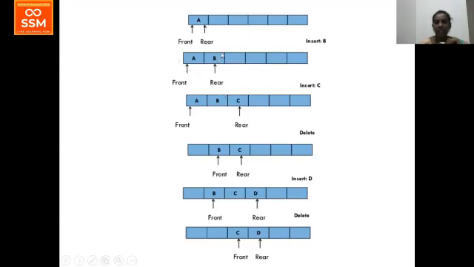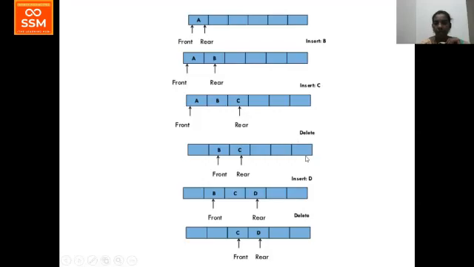Here in the second window, we are inserting B. So the rear pointer is moved next to the data. In the next window, we are again inserting the C data value. So the rear pointer moves one location forward.